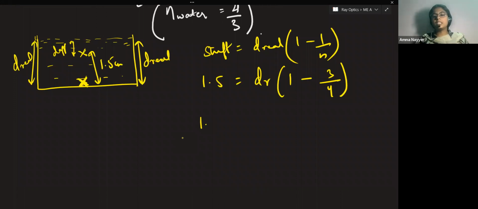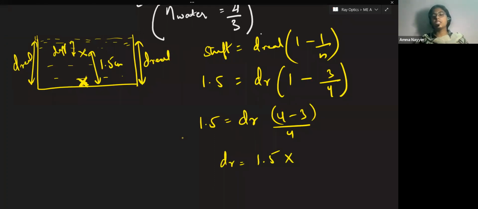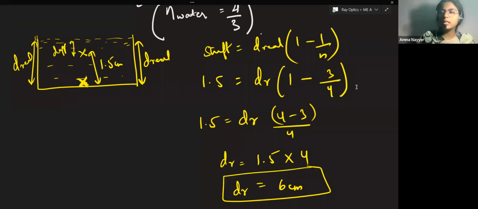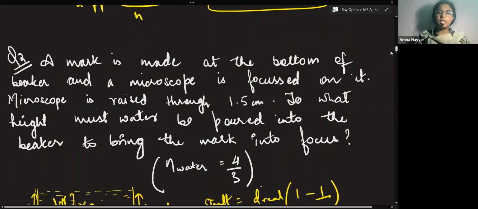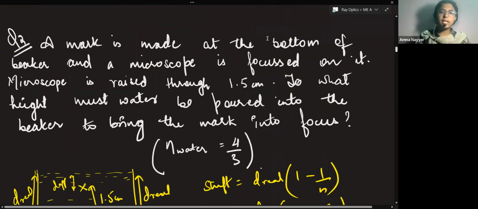1.5 is equal to D real 4 minus 3 by 4. This becomes 1. D real is equal to 1.5 into 4. So you get 6 centimeters. All right, in this question, we just had to identify the terms. Rest was formula based. Note down the question as well as the solution.